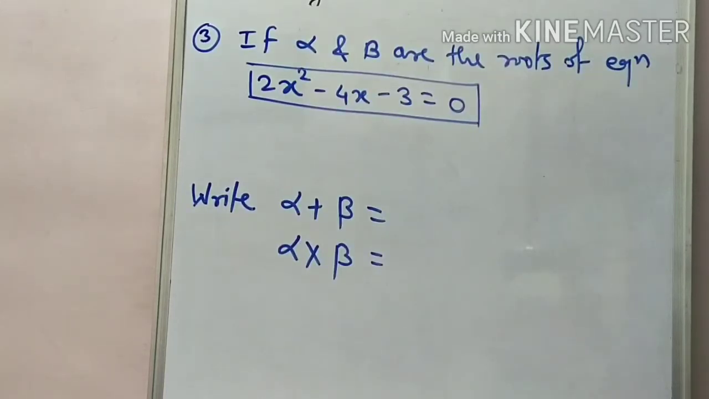Third one is, if alpha and beta are the roots of the equation 2x square minus 4x minus 3 equal to 0, then write alpha plus beta and alpha into beta. So as we know the relation between the roots and the coefficients, using that we write those values, alpha plus beta and alpha into beta.